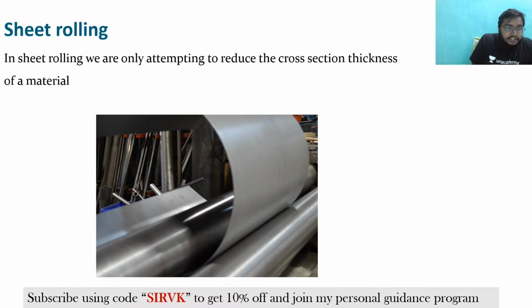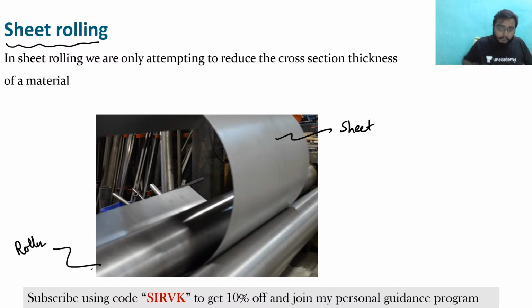What is sheet rolling? Another process is sheet rolling. So what is happening here? This is the sheet and this is the roller. This is again the roller. So between these two rollers, roller 1 and roller 2, this is the sheet which is actually rolling.